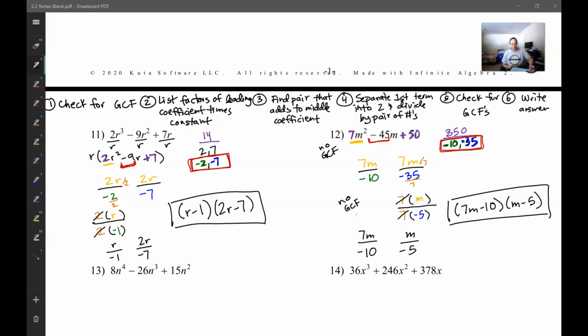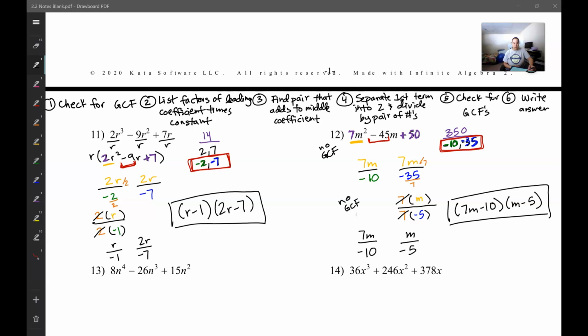So we check for GCF first, look through those 3. There's nothing that they all have in common, so no GCF at the beginning. Multiply the first and the last. I got 350. I need to list the factors and find one that adds to my middle term. So negative 10 times negative 35 gets me to my 350. And when I add those, gets me to my negative 45. So now I do my division step. So I take my first term, divide it into 2, divide by my pairs of numbers. And then step 5, check for my GCF.